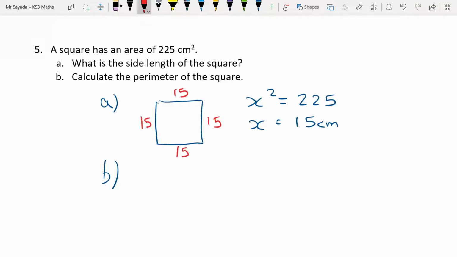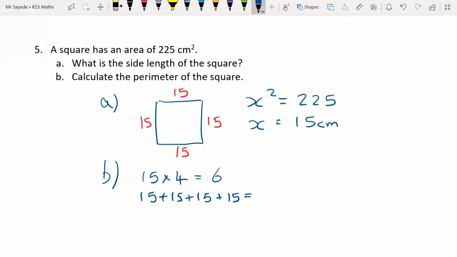So if there's 4 sides, each of length 15 centimeters, how do we work out the total perimeter? Say your answer to the video now. So you should have said either we can do 15 times 4, or we can add 15 together 4 times. Either way, we get the same total, which is what? Say your answer to the video.